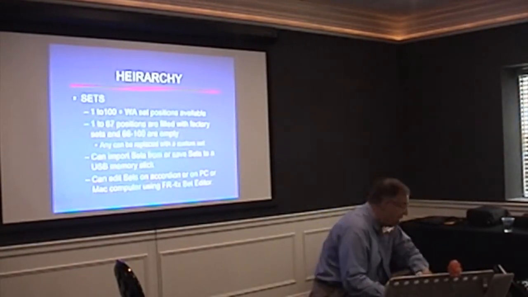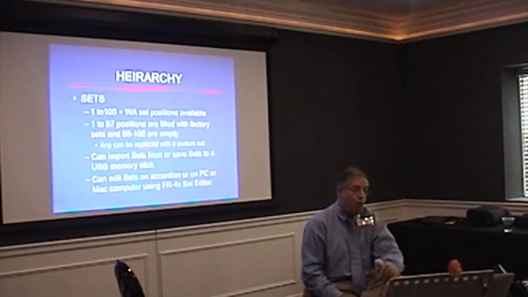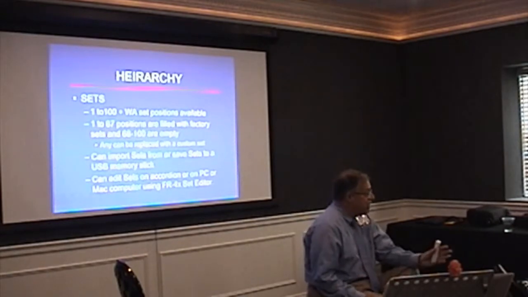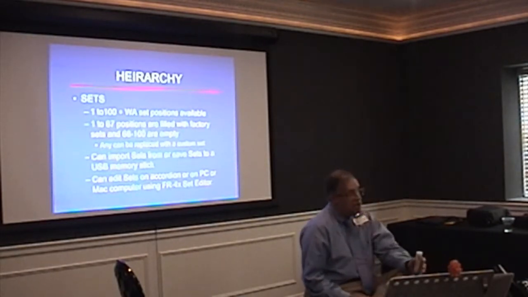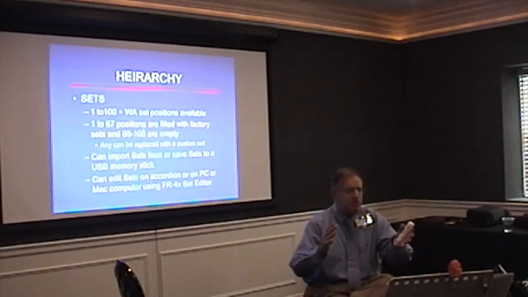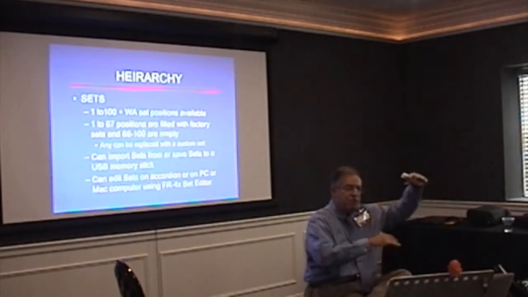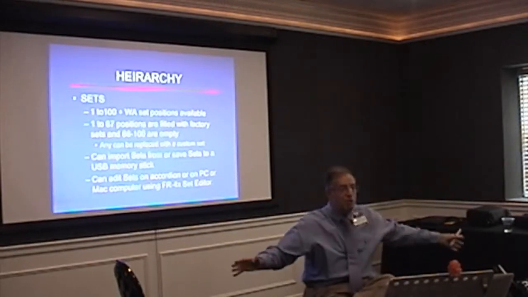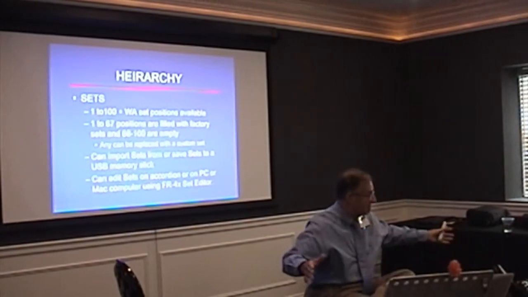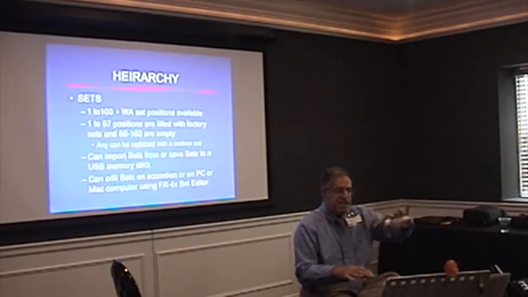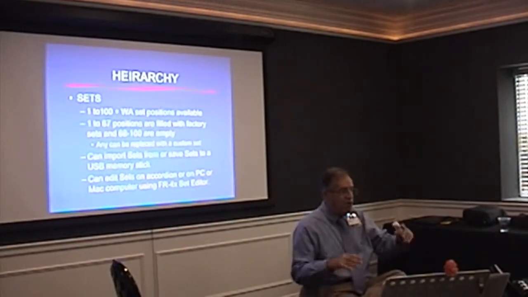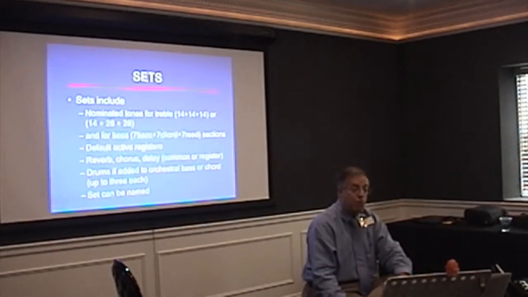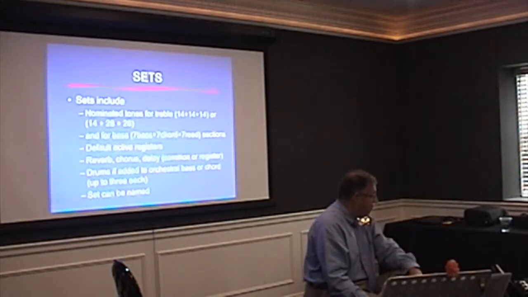Let's talk about sets. As I said, there are 100 set slots available. When the accordion comes to you, approximately 60 or some odd are going to be filled with factory sets. So in other words, you right away have 67 accordions. And then there are a group of empty sets. Now, those empty sets, 14 plus 14 plus 14 in a 4x, and 14 plus 28 plus 28 in an 8x.